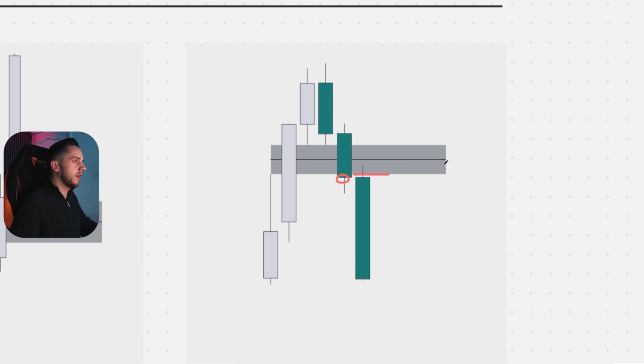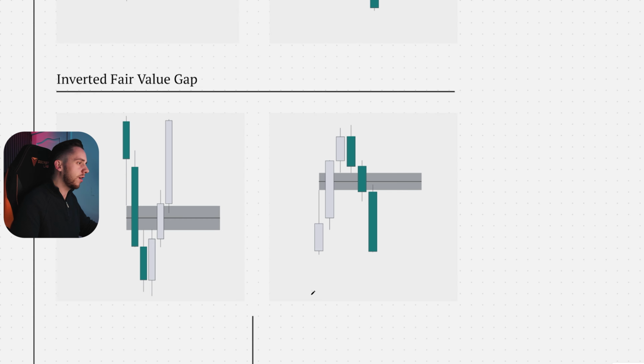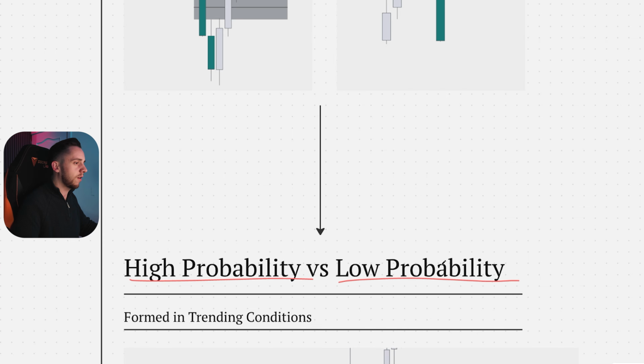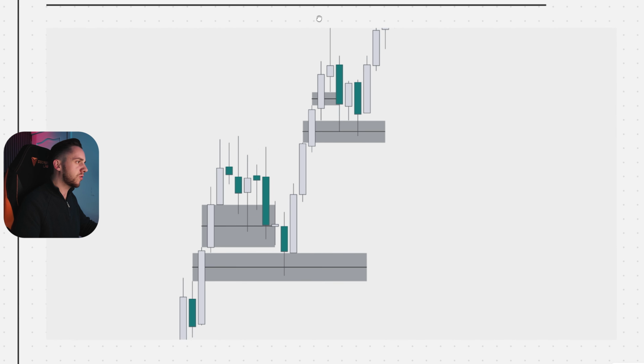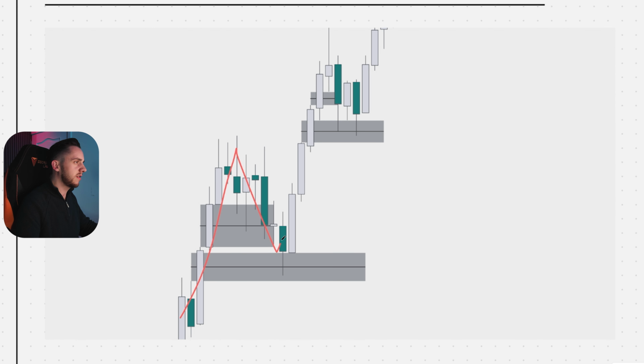Now, there's something that a lot of people miss about fair value gaps, and it's high probability versus low probability fair value gaps. And this has to do with where these fair value gaps get formed. So if a fair value gap is starting to form in trending conditions, like you can see, this is a clear uptrend right here, they're going to be higher probability, simply due to the fact that you're betting that a bullish fair value gap is going to hold in a bullish trend. So that's two confluences that you have in your favor.